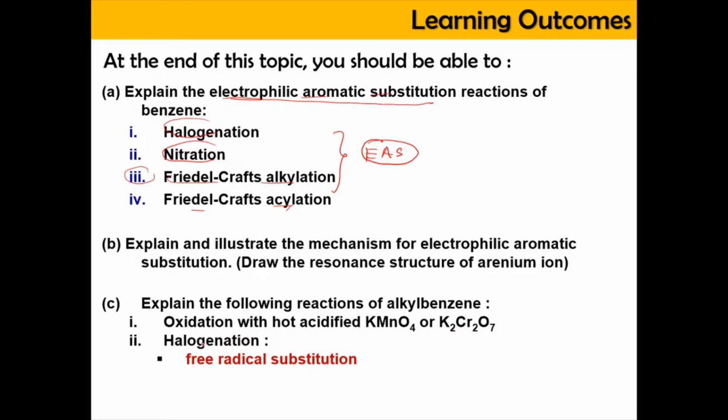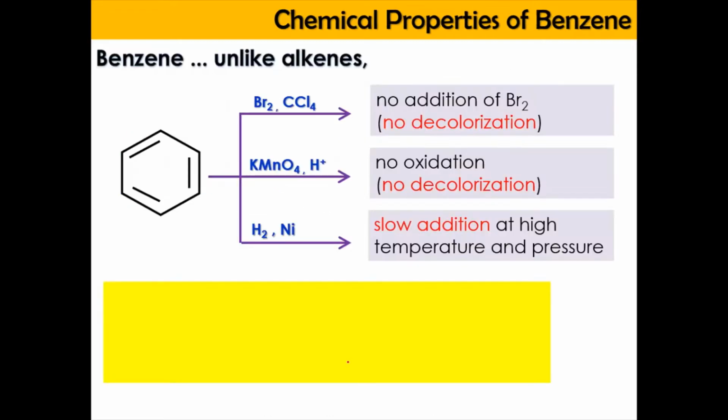It will also undergo halogenation, where it happens in the presence of UV, where it will undergo free radical substitution, similar to the one in alkane. So without any further ado, let us start.